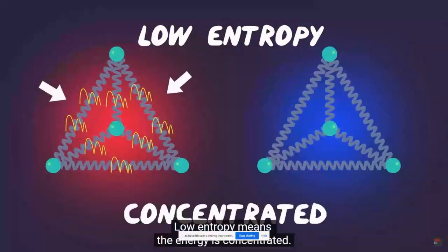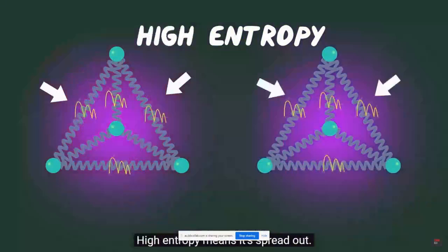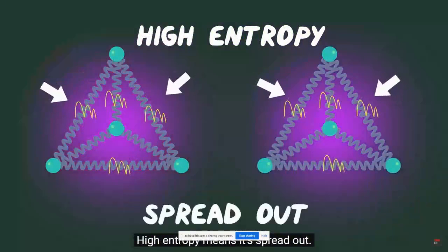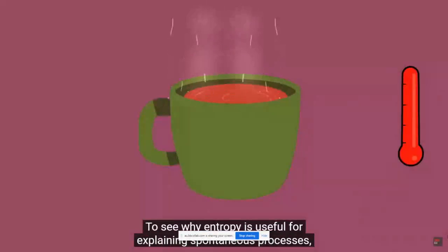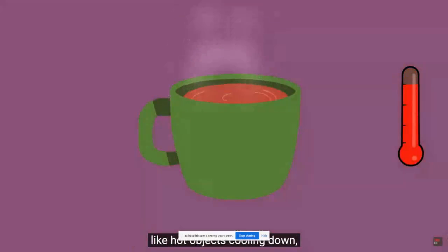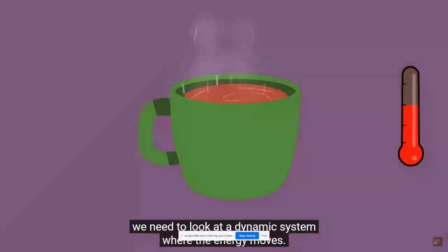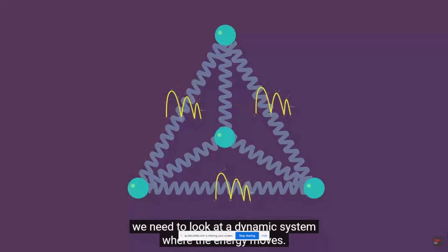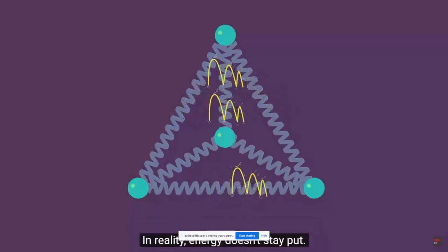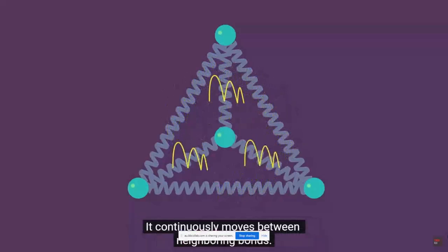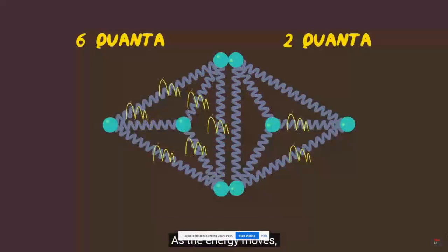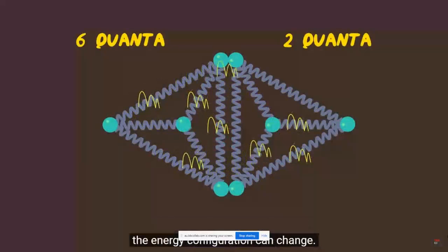Low entropy means the energy is concentrated. High entropy means it's spread out. To see why entropy is useful for explaining spontaneous processes like hot objects cooling down, we need to look at a dynamic system where the energy moves. In reality, energy doesn't stay put. It continuously moves between neighboring bonds. As the energy moves, the energy configuration can change.